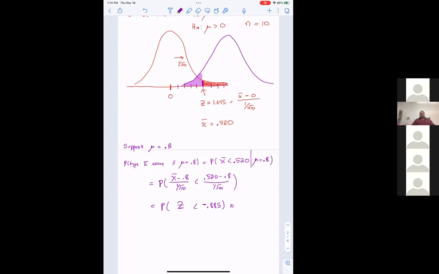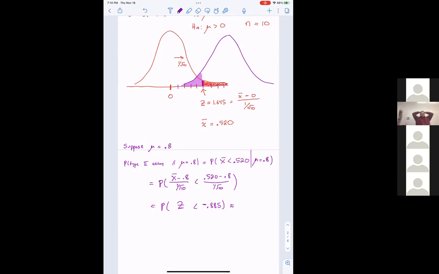Well, how do I calculate that? Isn't X bar dependent on the mu? No, X bar does not depend on mu. X bar is your sample average. So we're looking for the likelihood that X bar ends up to the left of 0.520 when mu is really 0.8.